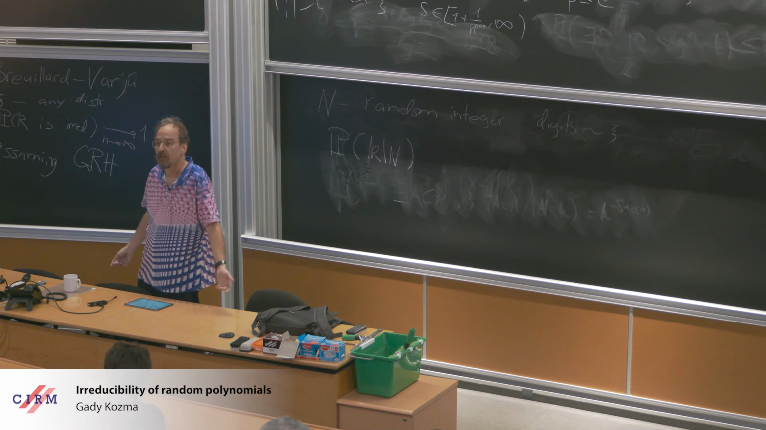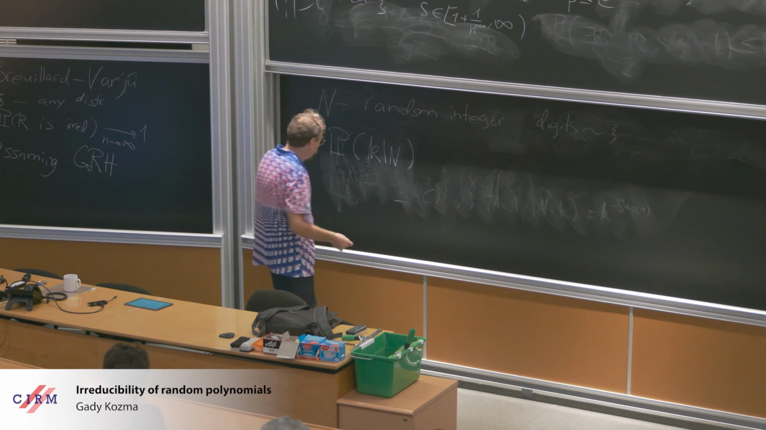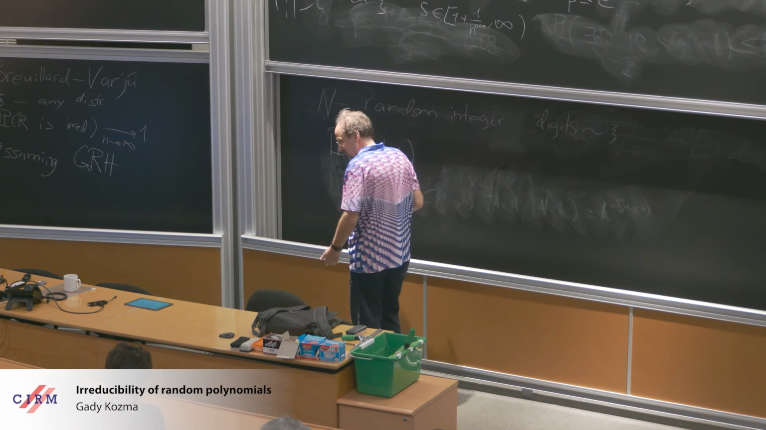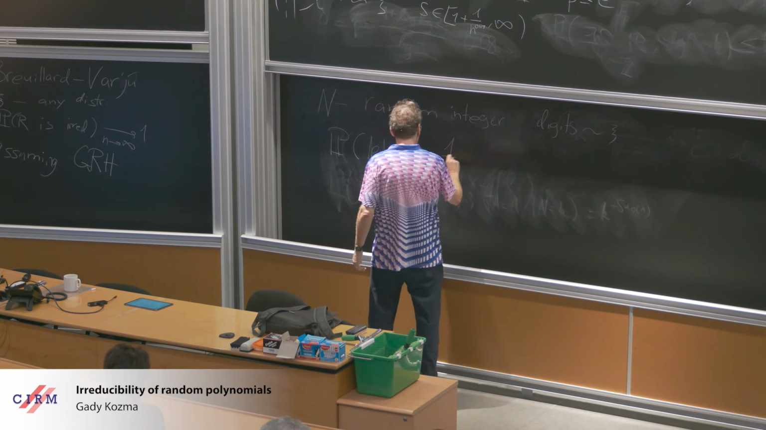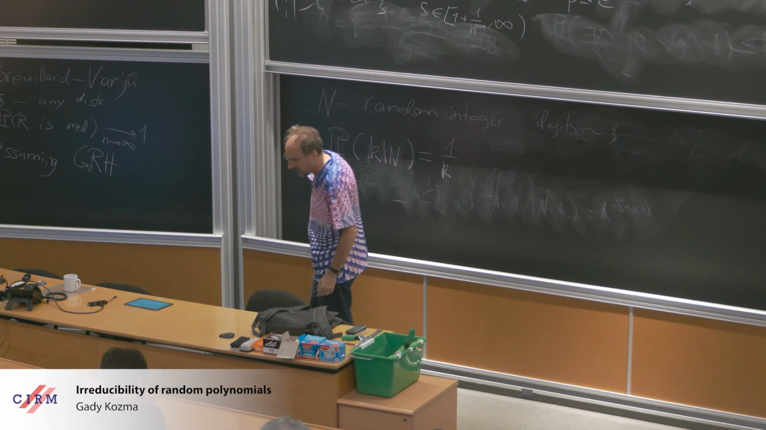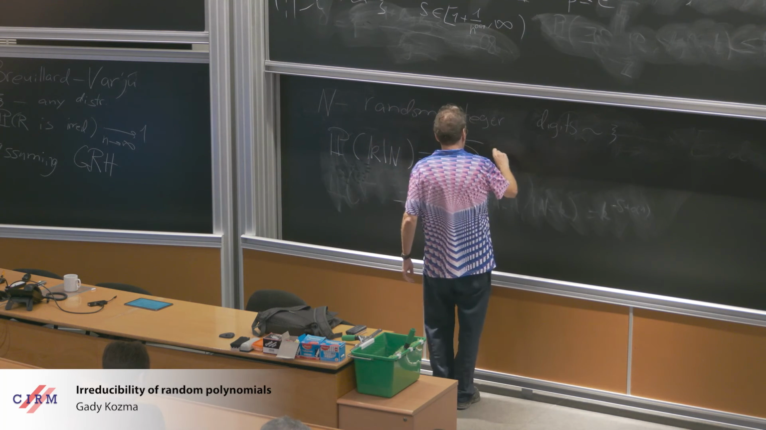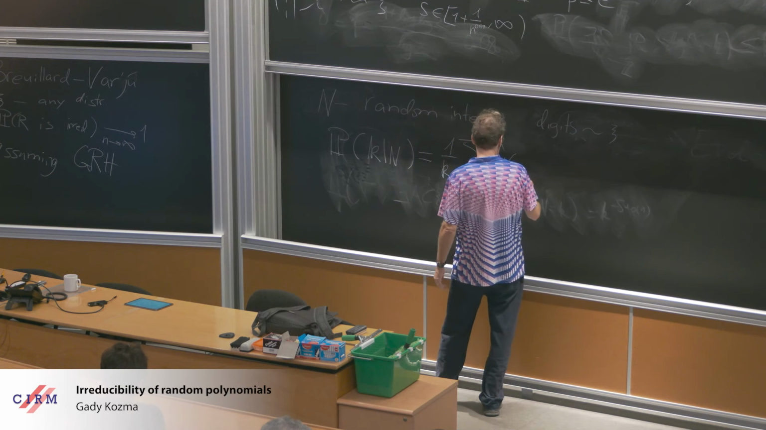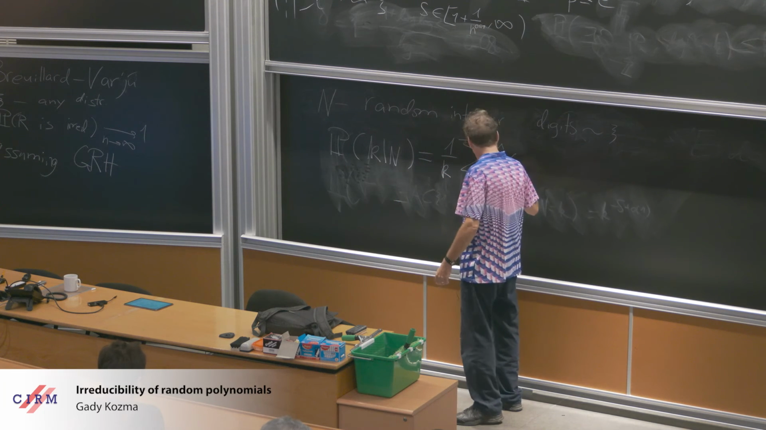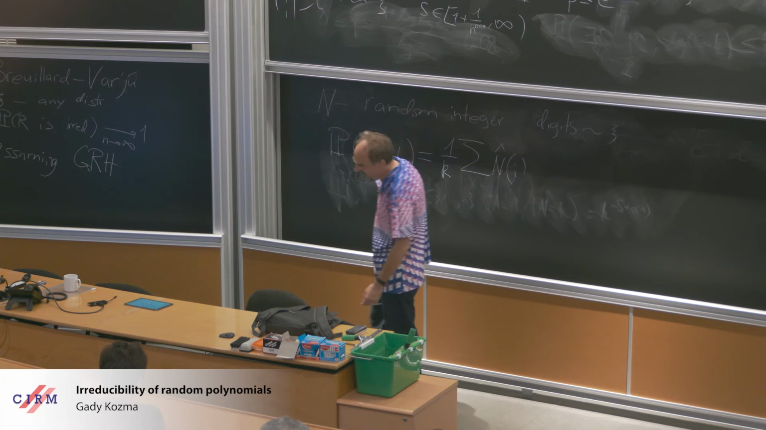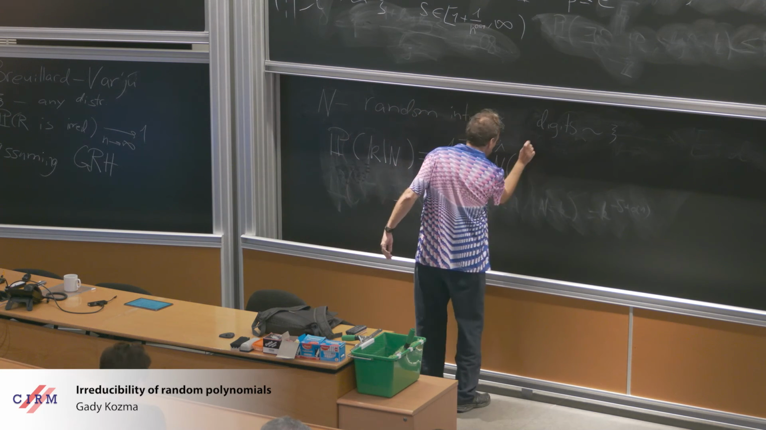Okay. What would Bourgain do? He would do Fourier transform. So certainly this is equal to 1/k times the sum of, you do a discrete Fourier transform modulo k. Let's write it this way.